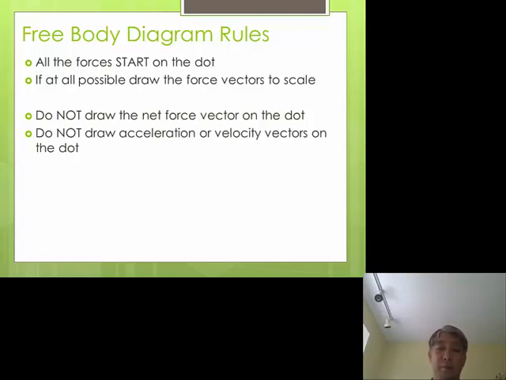On your free body diagram, a couple of don'ts. Sometimes I see people draw the net force vector on the dot. Don't do that because it confuses the situation. Similarly, don't draw acceleration or velocity vectors on the dot. Those three things, net force, acceleration, or velocity, yes, you can draw them off to the side to remind yourself it's part of the drawing. That's perfectly fine, but don't draw them on the dot because then they look exactly like forces.